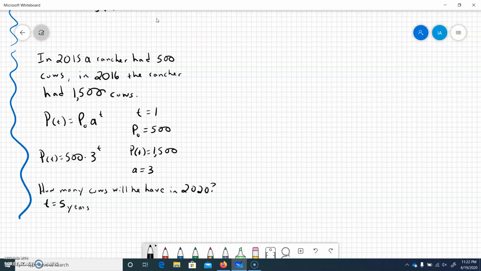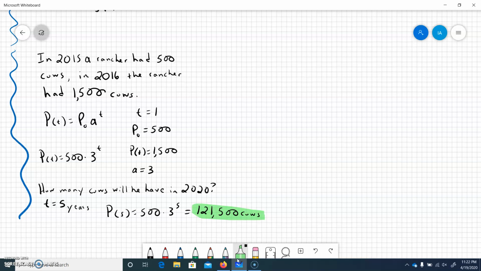Okay. So all we have to do is plug in. So we will have P of 5 equals 500 times 3 to the 5. Let's see how crazy of an example I have made here. Yes, I've made something very ridiculous. 121,500 cows. So not realistic, but you can see what we've got here.